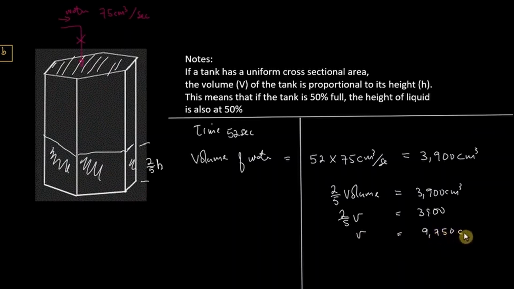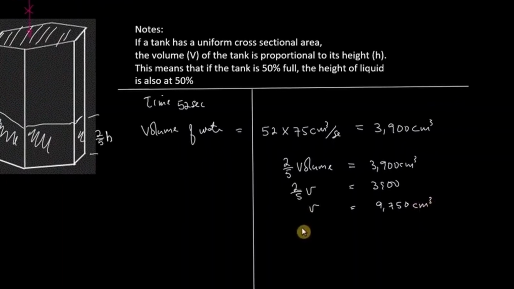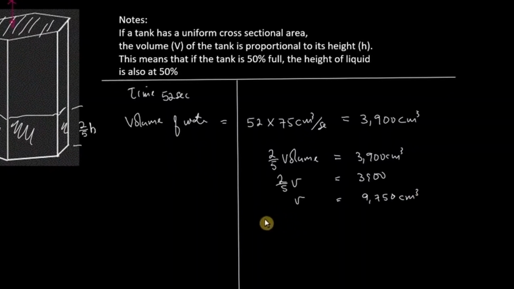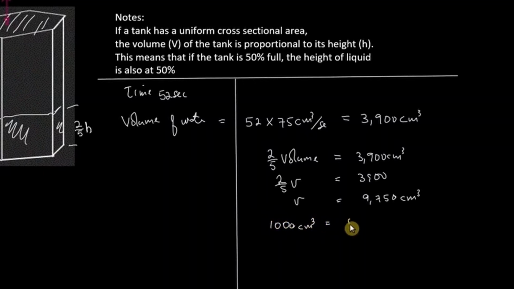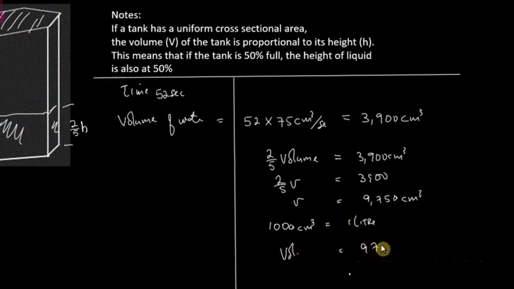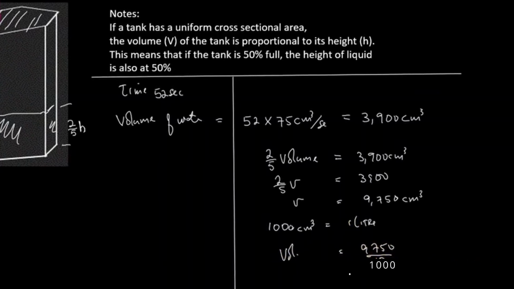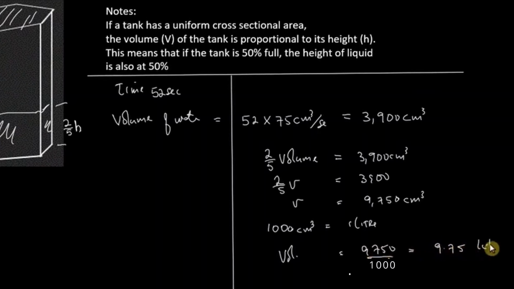9,750 cm cubed. If we want to state the volume of the tank in liters, we merely need to recall that 1,000 centimeter cubed is equal to 1 liter. Therefore, volume is equal to 9750 over 1,000, which is equal to 9.75 liters.